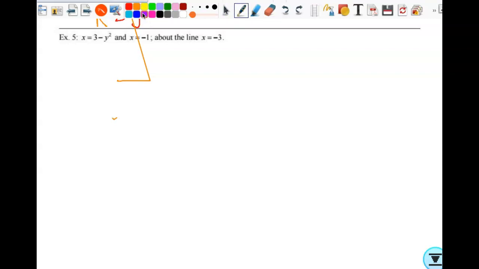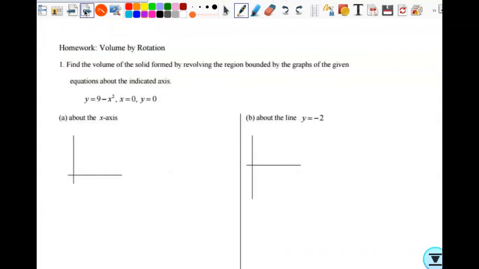Actually, I want to skip. I don't even want to do this one. I just want you to start practicing these on your own. Sketch them, see what you can figure out. You got this.